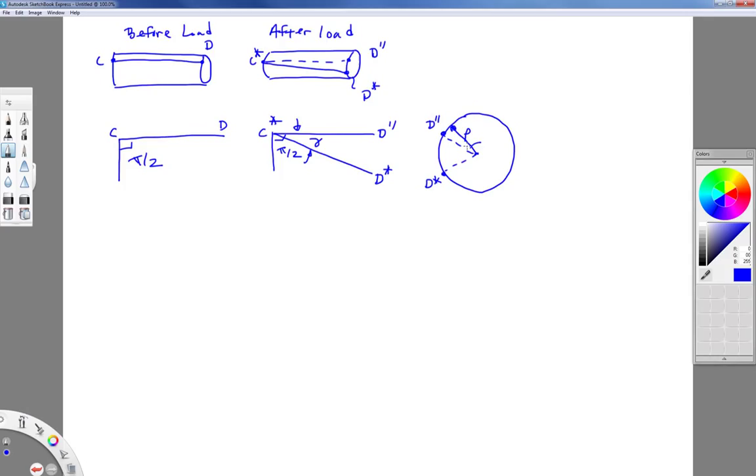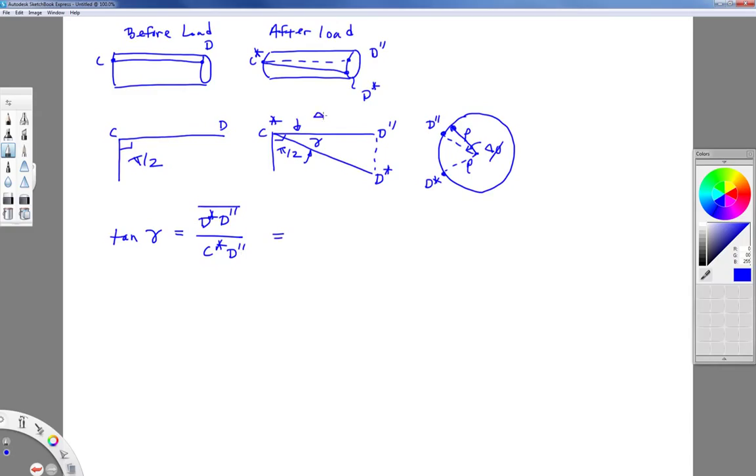And then that angle we said before was delta phi. Let's look at this triangle. If I wanted to find the shearing strain gamma, I could take the tangent of gamma, and that would be equal to the opposite side over the adjacent side of this triangle. So that would be the distance D star D double prime over the distance C star D double prime.